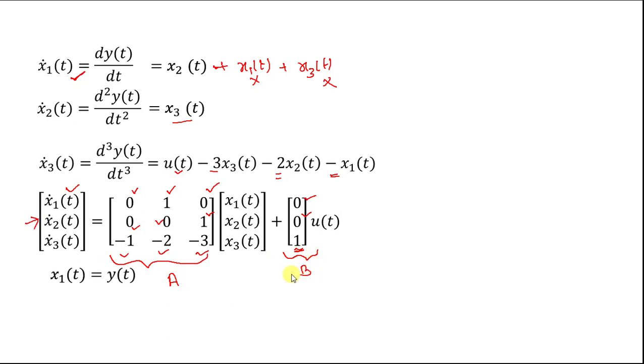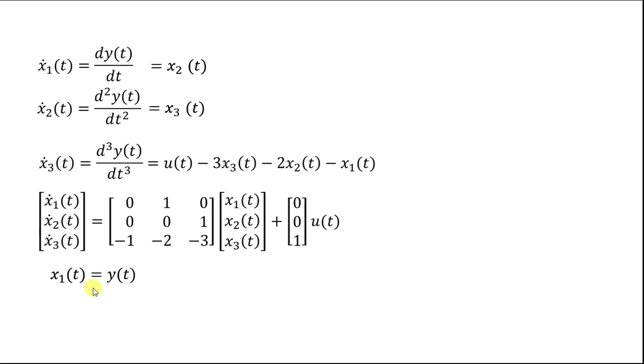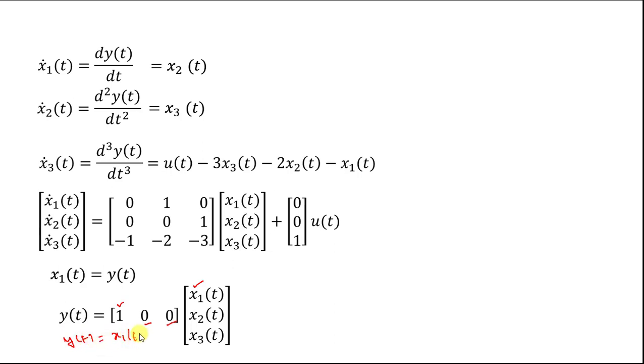Again, you are letting x1(t) equal y(t). It means x1 equals y(t). Rewrite it: y(t) equals simply x1, with 0 times x2 and 0 times x3. So y(t) is simply x1(t), and this is your matrix C.